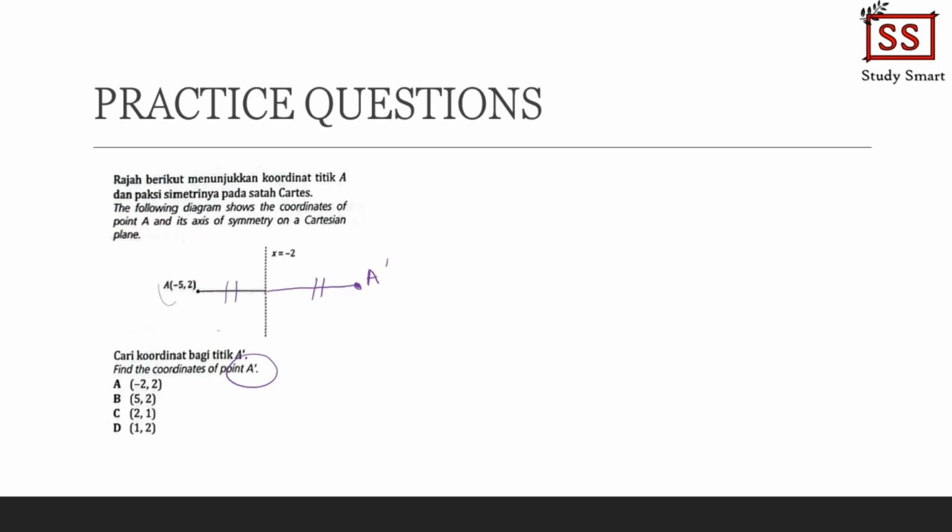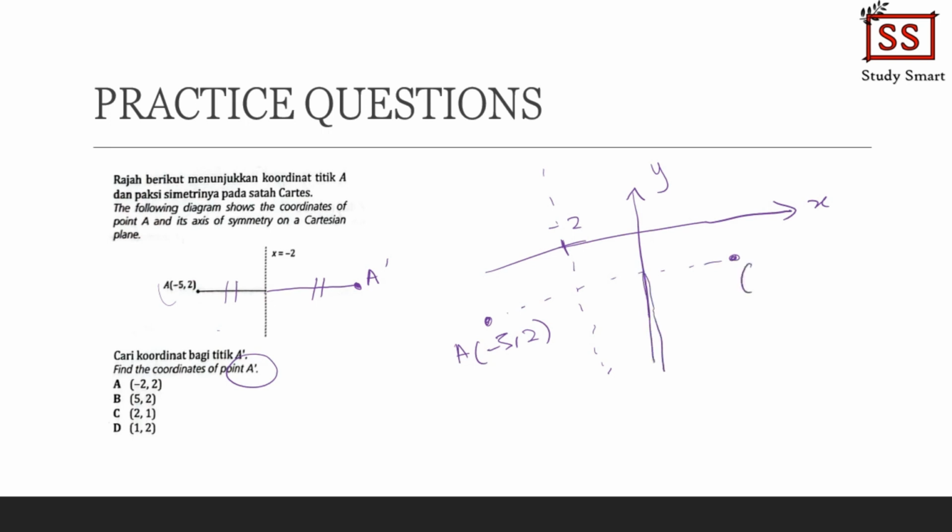So they want us to find the coordinates of A prime. Try to draw it in a Cartesian plane. You have a y-axis, you have an x-axis. x equals negative 2 should be somewhere around here. This is your symmetrical line, and then you have a point A over here at negative 5, 2. The y value of A prime will be similar to the y value of point A. So it will be 2.